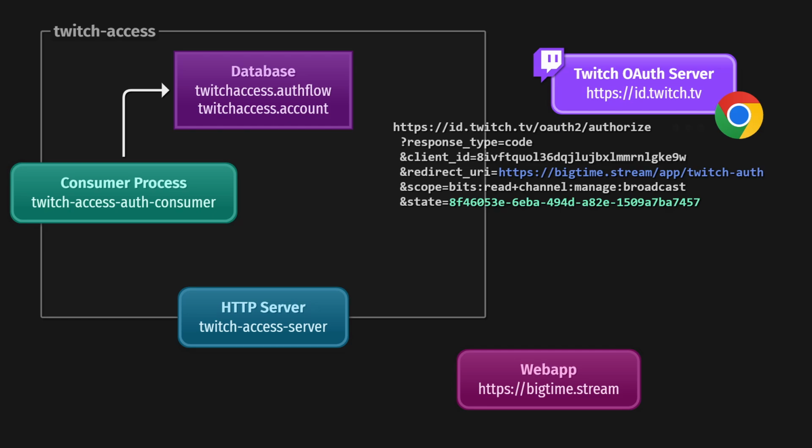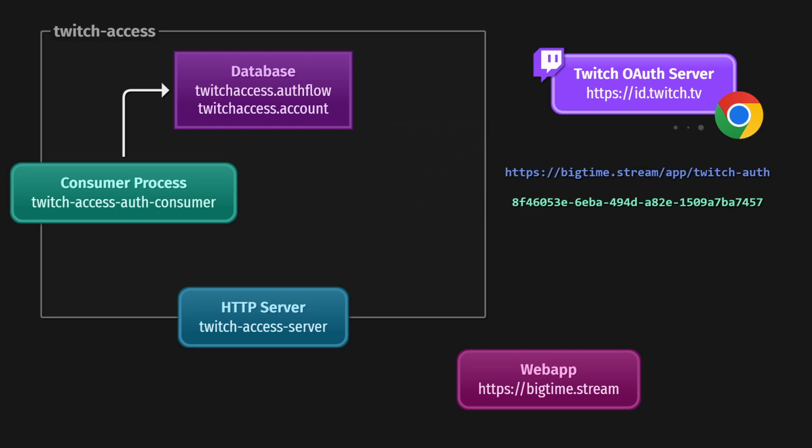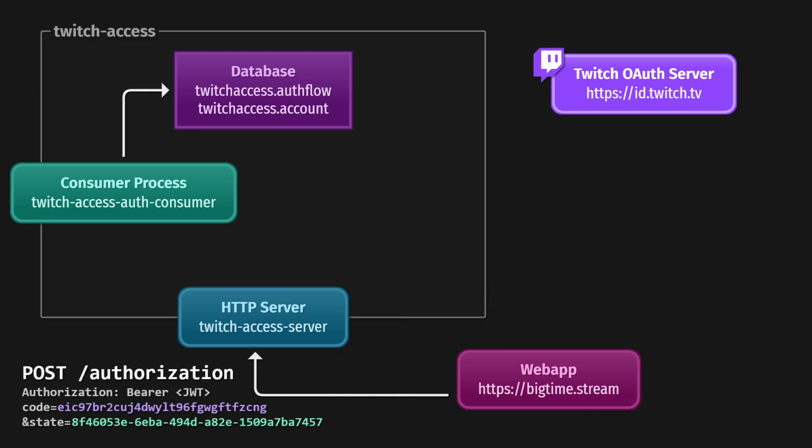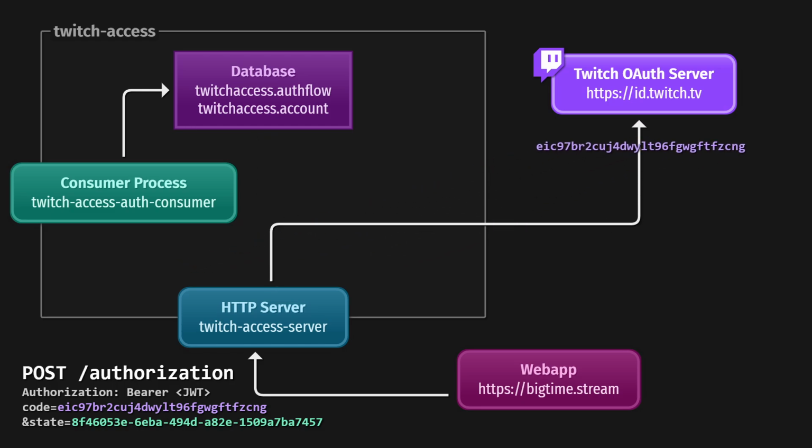Once you confirm to Twitch that you want to grant us access, Twitch generates a one-time code. Then it redirects you back to our app, supplying that authorization code in the process. Our app then makes another API call, passing along the Twitch authorization code to our backend. The server checks the state that it recorded earlier to make sure that everything looks good, and then it sends that one-time code back to Twitch.